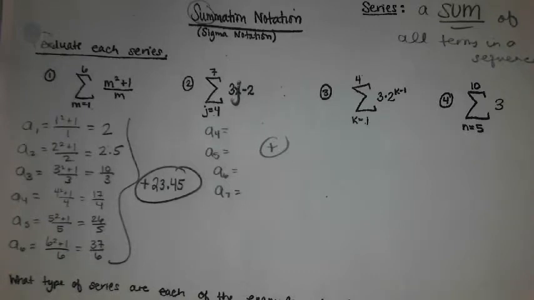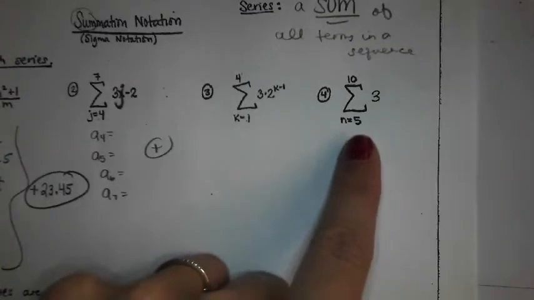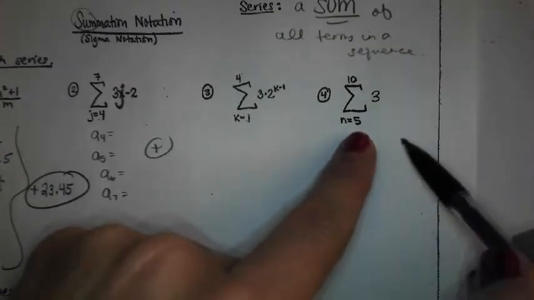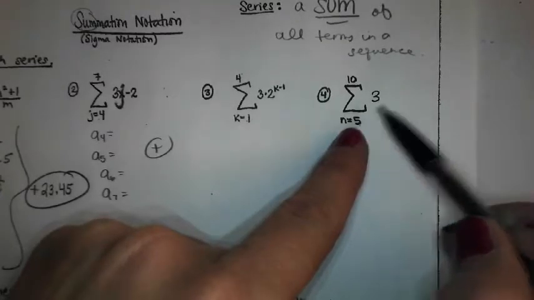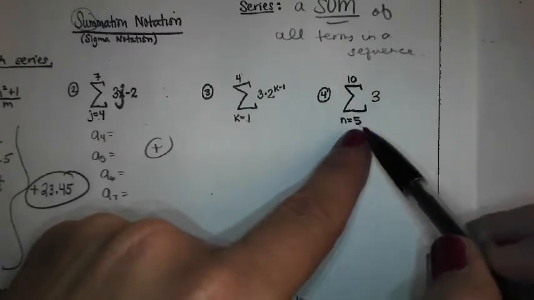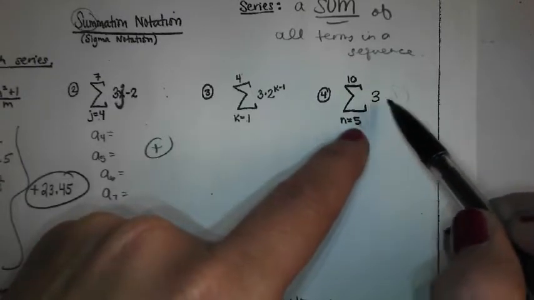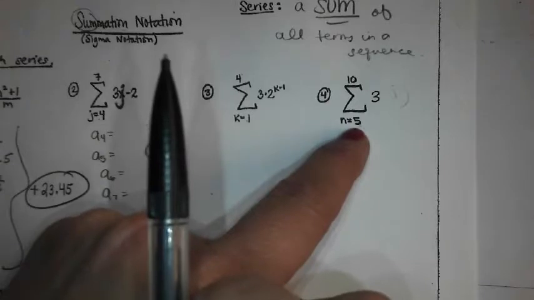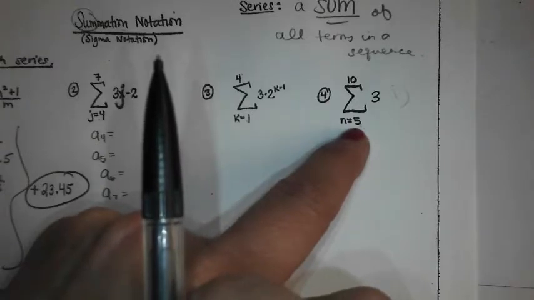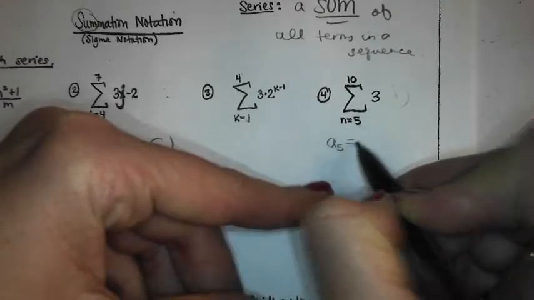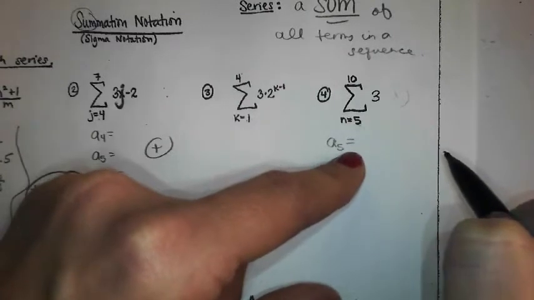Okay? I want you to look at number 4. If I need to plug in a 5 for the n, and then a 6 for the n, and then a 7 for the n, and so on, and there's no n, what happens if I plug in 5 to that function? What do I get? What do I get? Nathan?